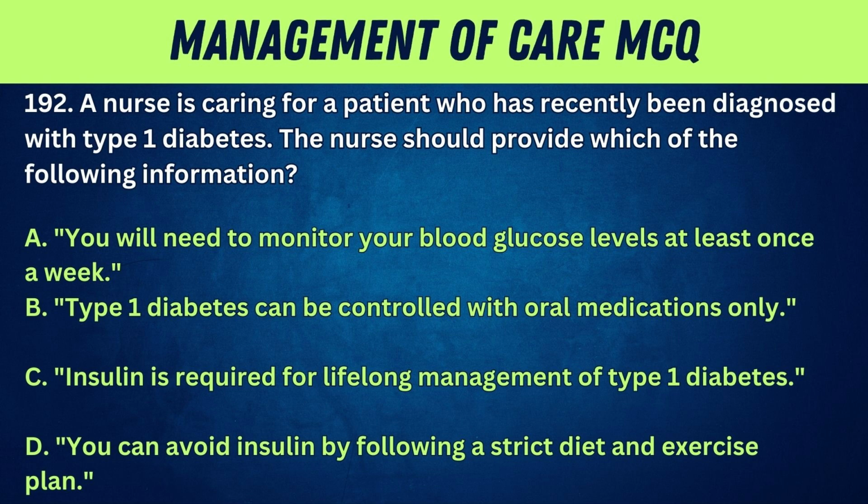192. A nurse is caring for a patient who has recently been diagnosed with type 1 diabetes. The nurse should provide which of the following information? A. You will need to monitor your blood glucose levels at least once a week. B. Type 1 diabetes can be controlled with oral medications only. C. Insulin is required for lifelong management of type 1 diabetes. D. You can avoid insulin by following a strict diet and exercise plan.